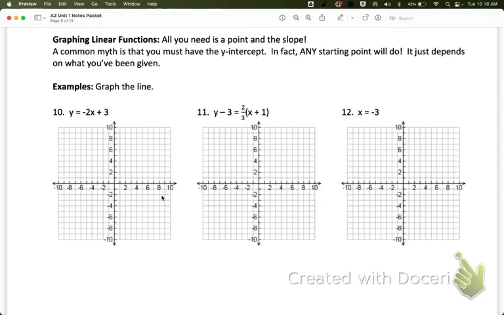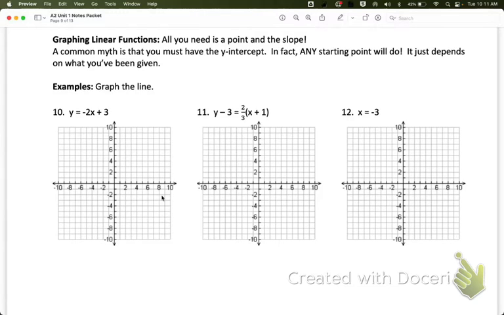This video is going to be a short refresher over graphing linear functions. As we've seen in previous examples, the most important thing we need is a point and a slope. In your previous classes, the focus was on slope-intercept form, y equals mx plus b, which kind of leads to the myth that you have to know what the y-intercept is. That's not actually true. Any starting point will do, and then you can count rise over run from that point.